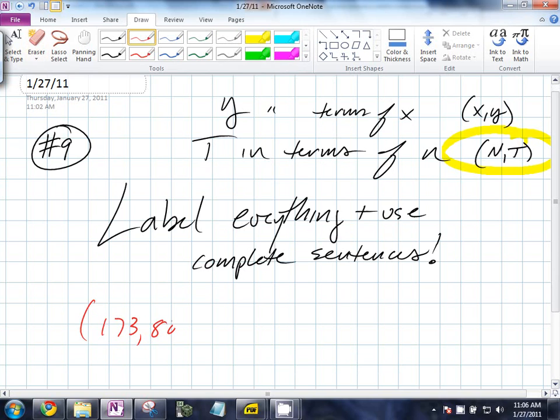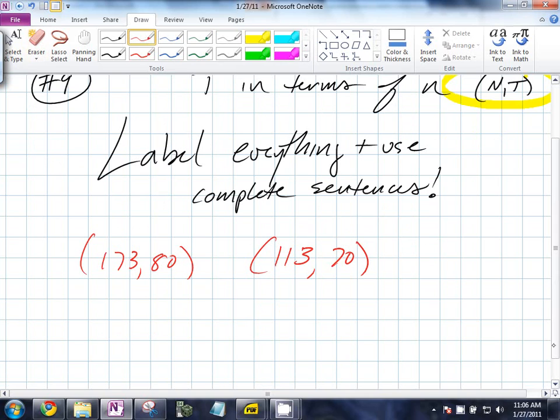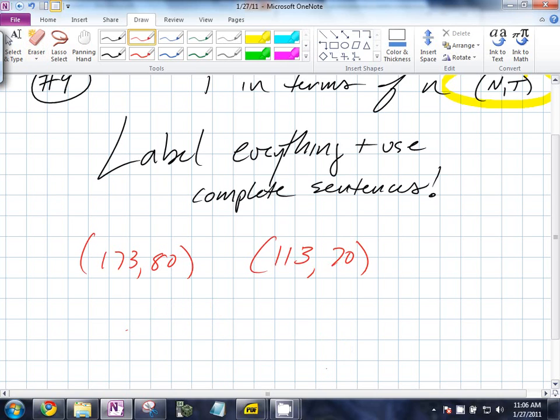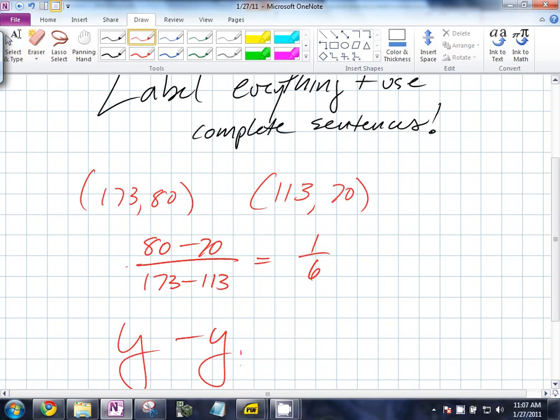80, and 113 correlates to 70. So if we want to write a linear relationship, it's going to be 173 minus 113 over 80 minus 70, and this is going to be 6, right? Is that 6? It is. And that is not really a good way to write that slope because I just wrote run over rise. What should I write instead? I'm sorry: 80 minus 70 over 173 minus 113 equals 1 over 6. So please start using this. Start there at least.